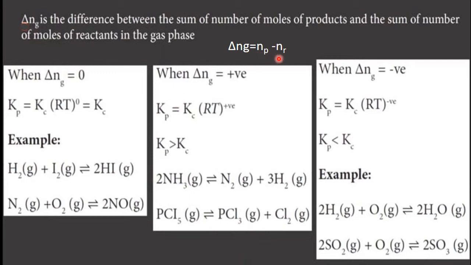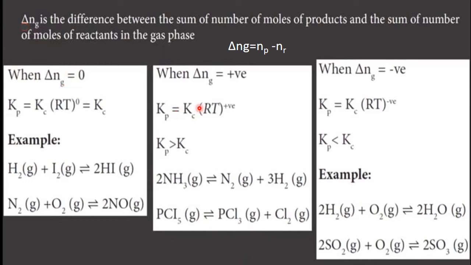Okay, so Np minus Nr. What is the number of moles of product here? 2, right? So 2 minus the number of moles of reactant. How many moles of reactant? 1 plus 1. Here 1 mole of H2, here 1 mole of I2. So 1 plus 1, 2. So 2 minus 2, 0. Here also, how many moles of product? 2. Then here 1, here 1. So 2 minus 2, 0. So for these two cases Kp is equal to Kc.